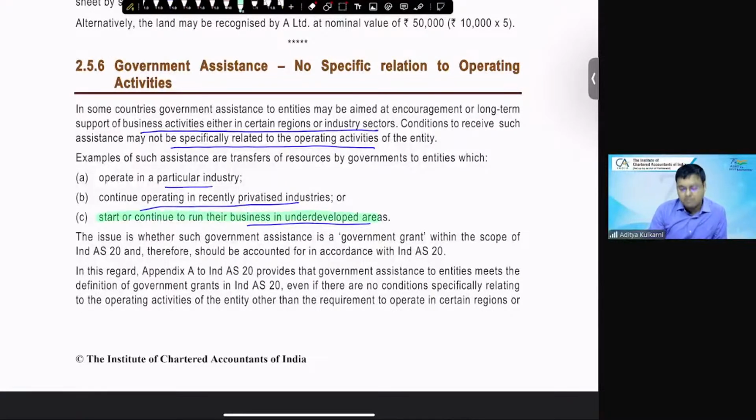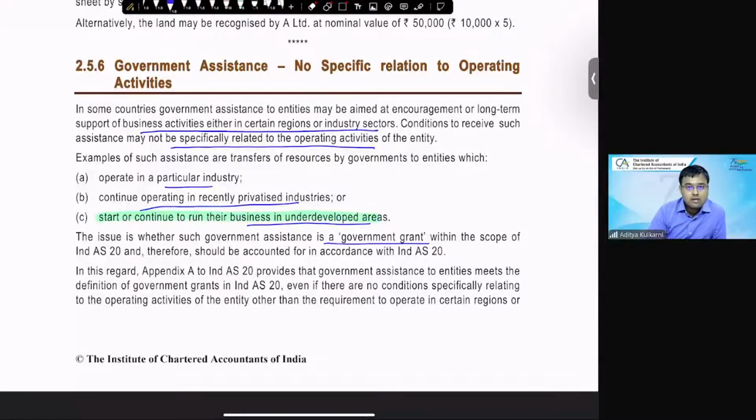Normally, we would prefer to have our factories in developed areas because one is security is there. I don't have to waste my money on security. I don't have to be in fear of when my workers will turn against the factory operators. So all those fears will definitely ensure that I will prefer to carry out my operations in developed areas. But then how will the undeveloped areas develop? So they are not my normal activities, but I will still set up my unit there. So now, do I treat these assistances as a government grant is a question.